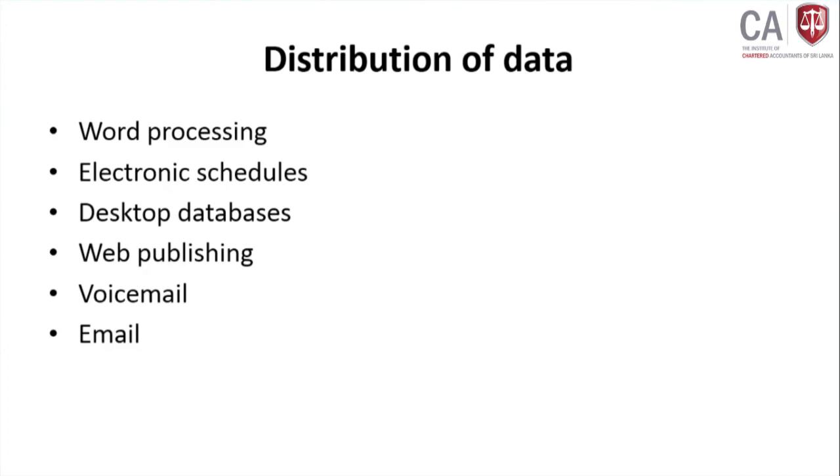Distributed option of data. How do we distribute data? Word processing, electronic scheduling, desktop database, web publishing, voicemail, emails. So, those are the simple things that you can remember.